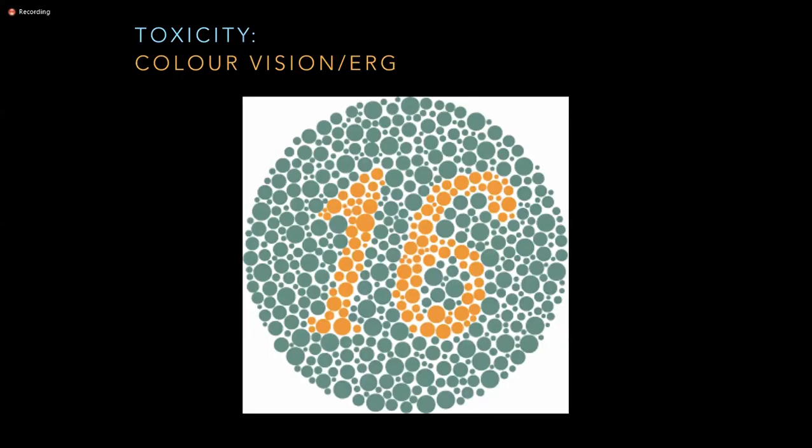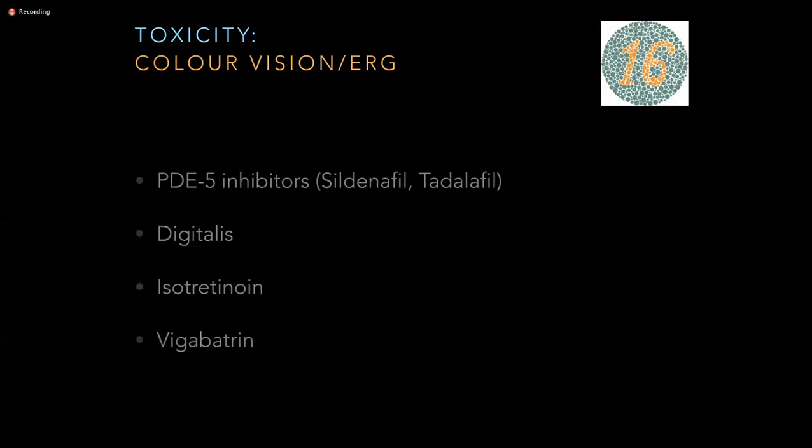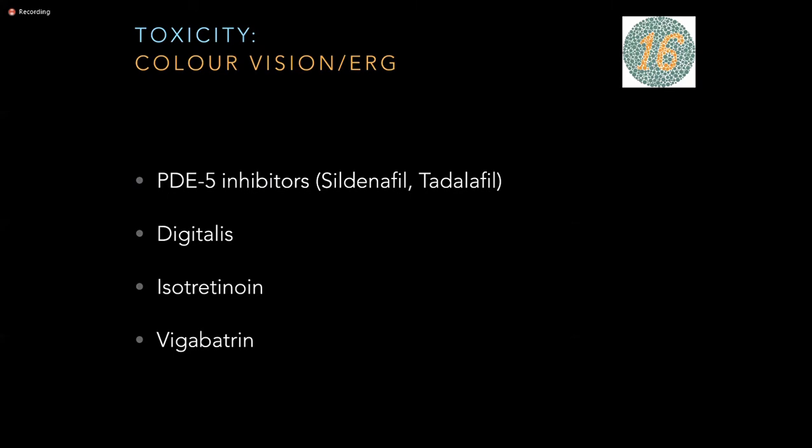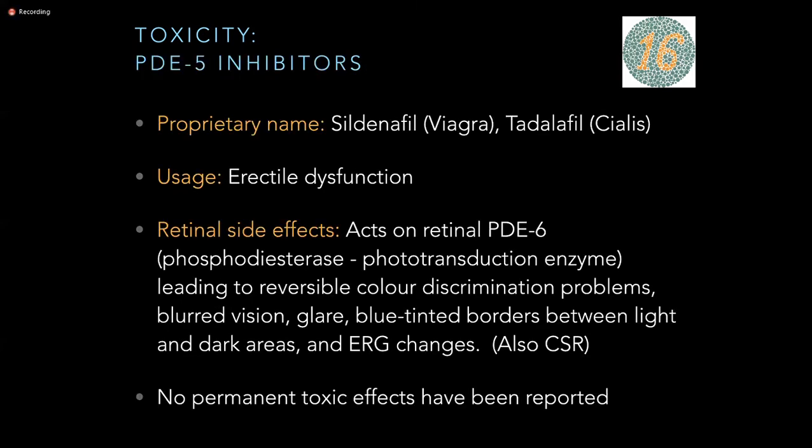Moving on now to patients that develop color vision and ERG changes. The drugs here are PDE5 inhibitors like sildenafil and tadalafil, digitalis, isotretinoin, and vigabatrin. So the PDE5 inhibitors, Viagra and Cialis, these are drugs used for erectile dysfunction. And in addition to inhibiting PDE5, they can also act on retinal PDE6, which is an enzyme that can lead to reversible color discrimination problems, blurred vision, glare, and blue vision, blue-tinted borders between light and dark areas, as well as some ERG changes.